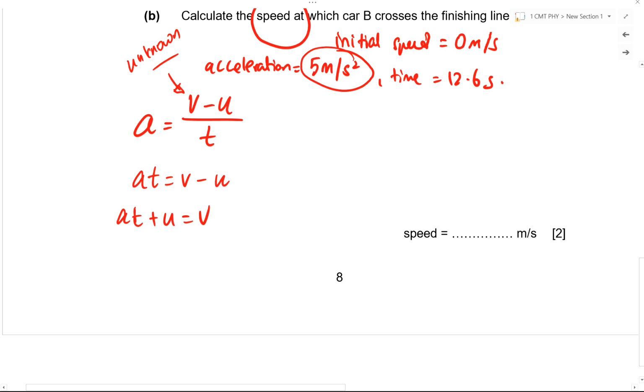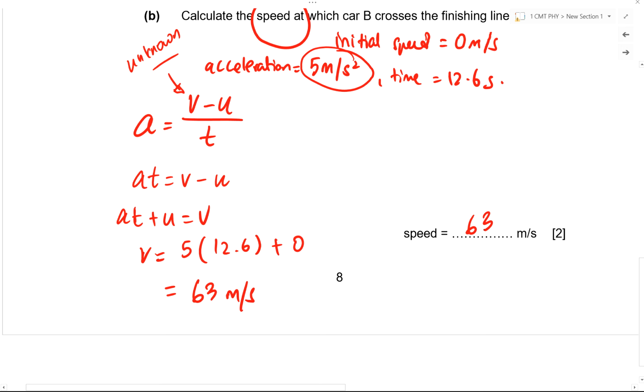So now I want to find V. Substituting everything. V equals to acceleration A times 12.6 plus the initial speed, which is U. A was 5, right? So 5 times 12.6 plus 0. And I get the answer as 63 meters per second. He crossed at 63 meters per second. Is that possible? 63 meters per second. It's really, really fast. I don't know whether this is possible or not for our cars. But anyway, for the question, we've got 63.